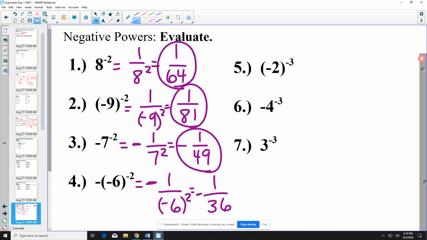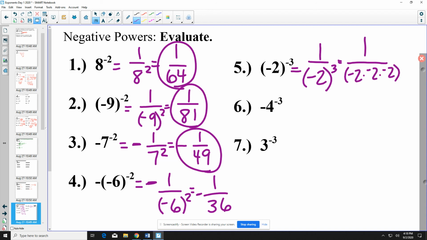Okay, let's try a few more. Write down number 5, negative 2 in parentheses to the negative 3. Okay, so since the exponent's negative, this means 1 over negative 2 in parentheses to the third. Well, this is equal to 1 over negative 2 times negative 2 times negative 2. Well, negative 2 times a negative 2 is a positive 4. A positive 4 times a negative 2. When I take this 4 times negative 2, I get negative 8. So I have a 1 over negative 8.